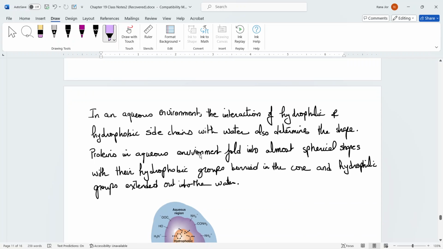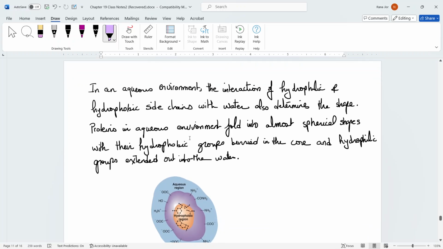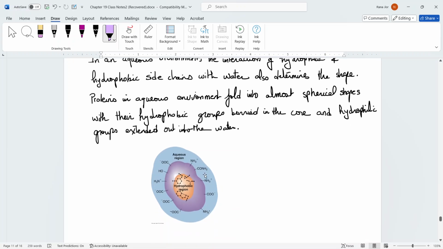Whenever you have an aqueous medium, the interaction of hydrophilic and hydrophobic side chains with water determines the shape. Proteins in aqueous solution fold into almost a spherical shape, with their hydrophobic groups buried in the core. The hydrophilic groups extend out into the water, which makes the protein soluble.